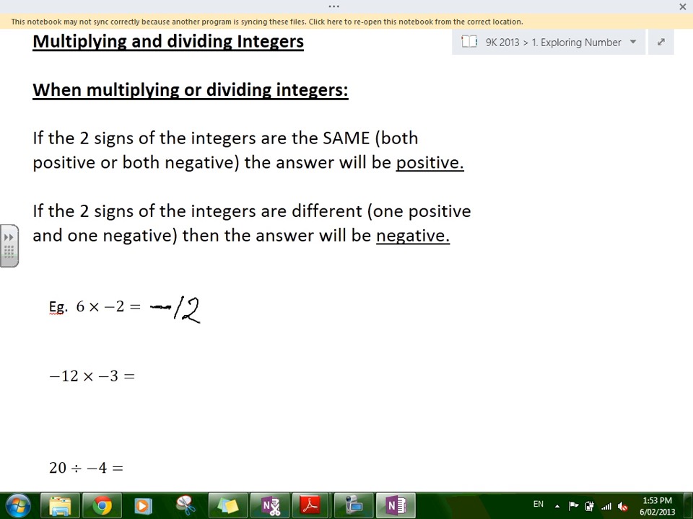The next one, we have minus 12 times minus 3. Negative times negative. It's going to be positive always. When you have two negative numbers multiplied together, the answer is positive. When you have a positive answer, you don't write a plus. Negative, you write a minus sign, so if it's positive, you don't need to write it. So then what's 12 times 3? Because now I know it's going to be positive. It's 36. So it's positive 36. The two negatives cancel each other out.